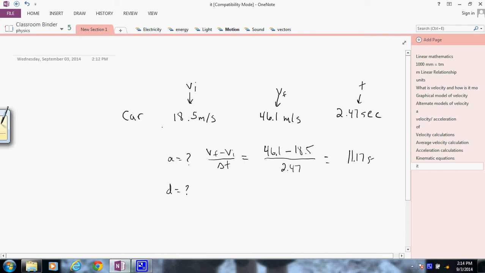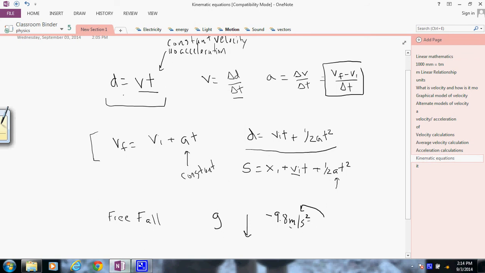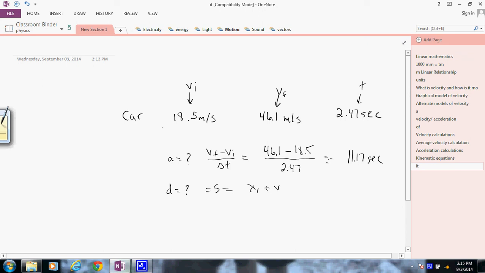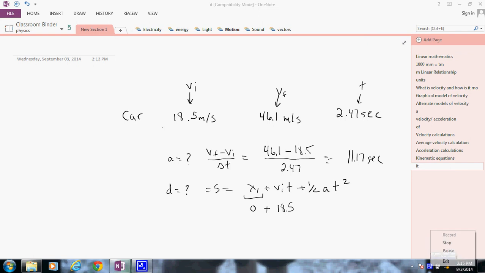For my distance traveled, I need a distance formula, and we really only have one true, all-encompassing distance formula. This is our S formula, which I'll rewrite here. S, or distance, equals x1 plus vi times time plus 1/2 acceleration times time squared. My initial position is not given, so it's 0, assuming it's starting at the starting point. Plus my initial velocity, which is 18.5, times my time, which is 2.47 seconds.